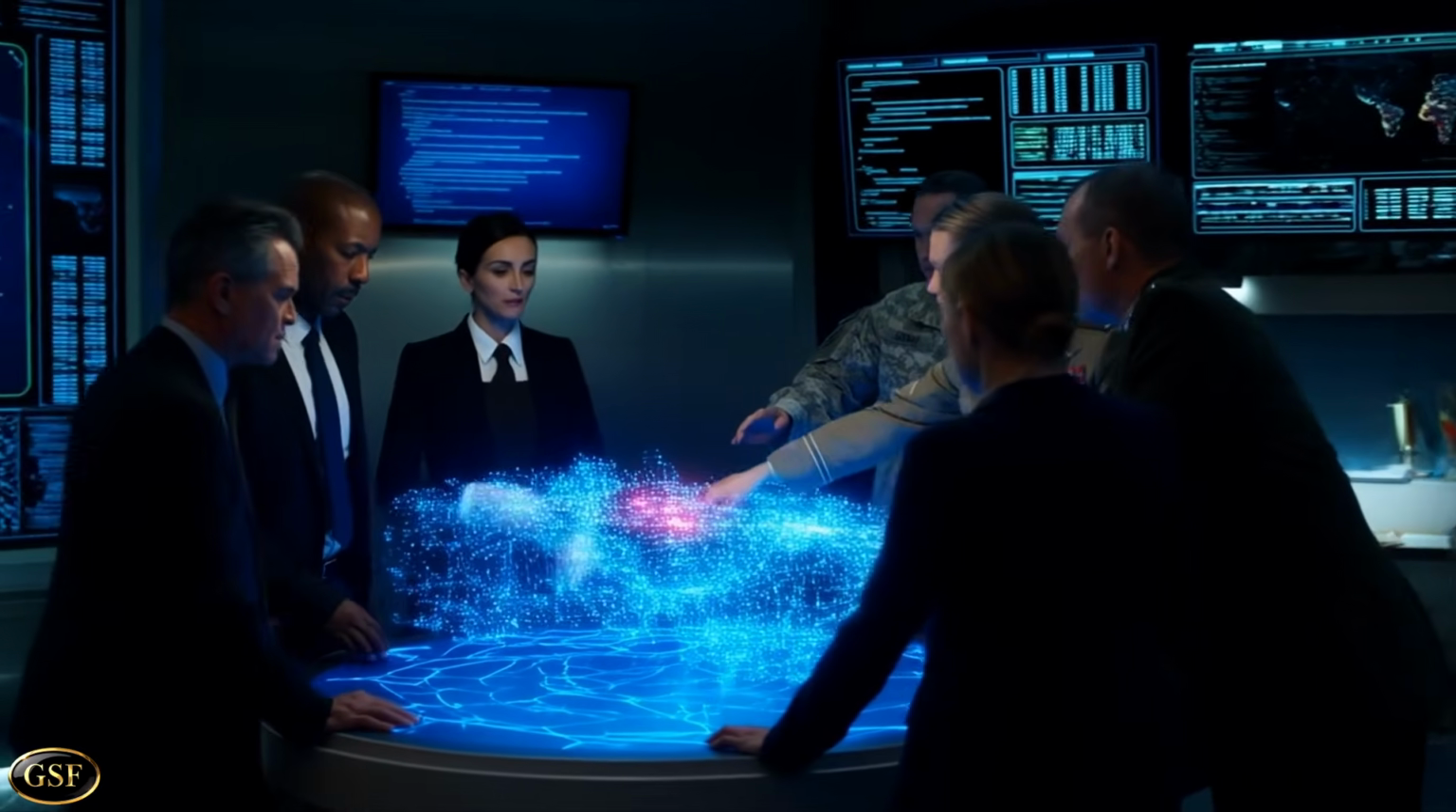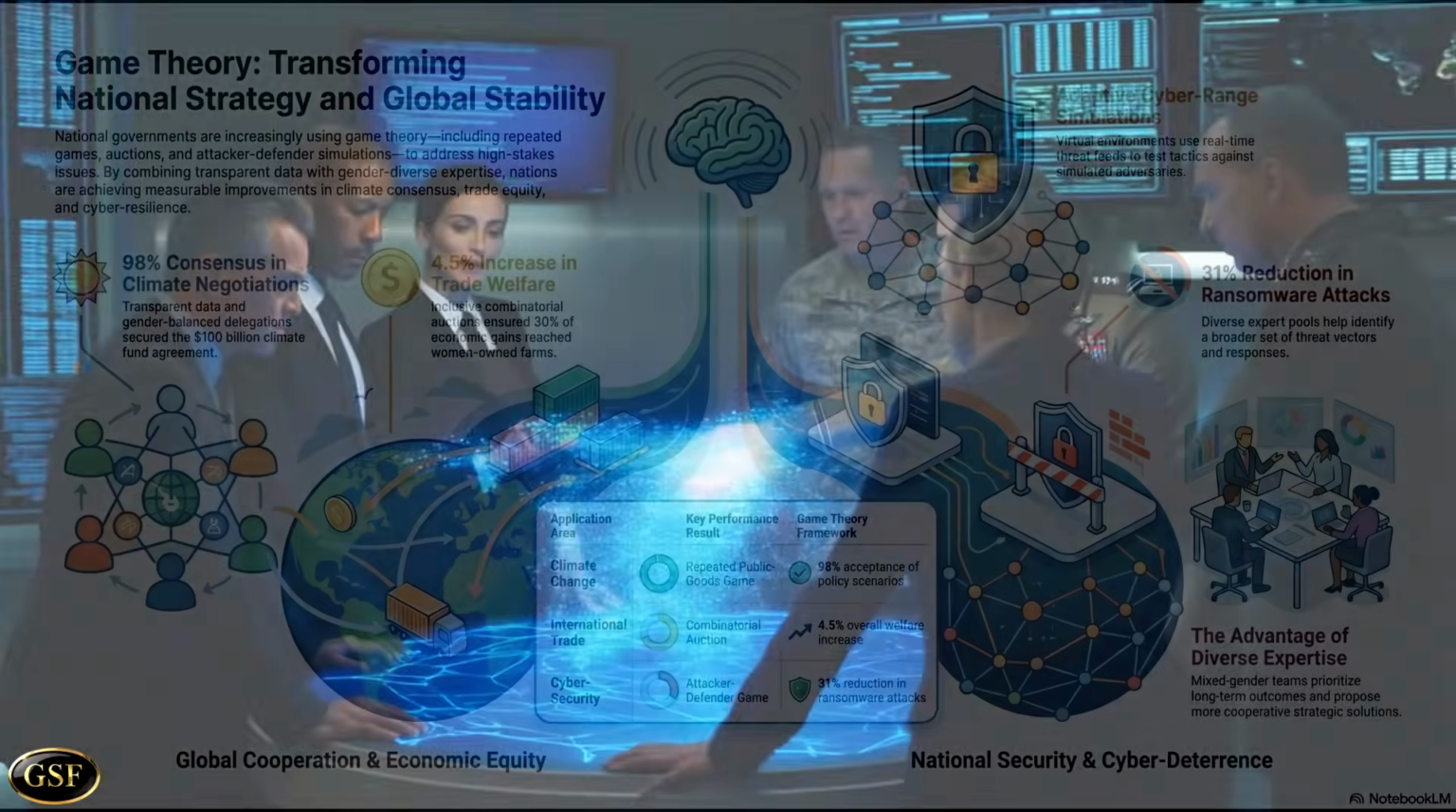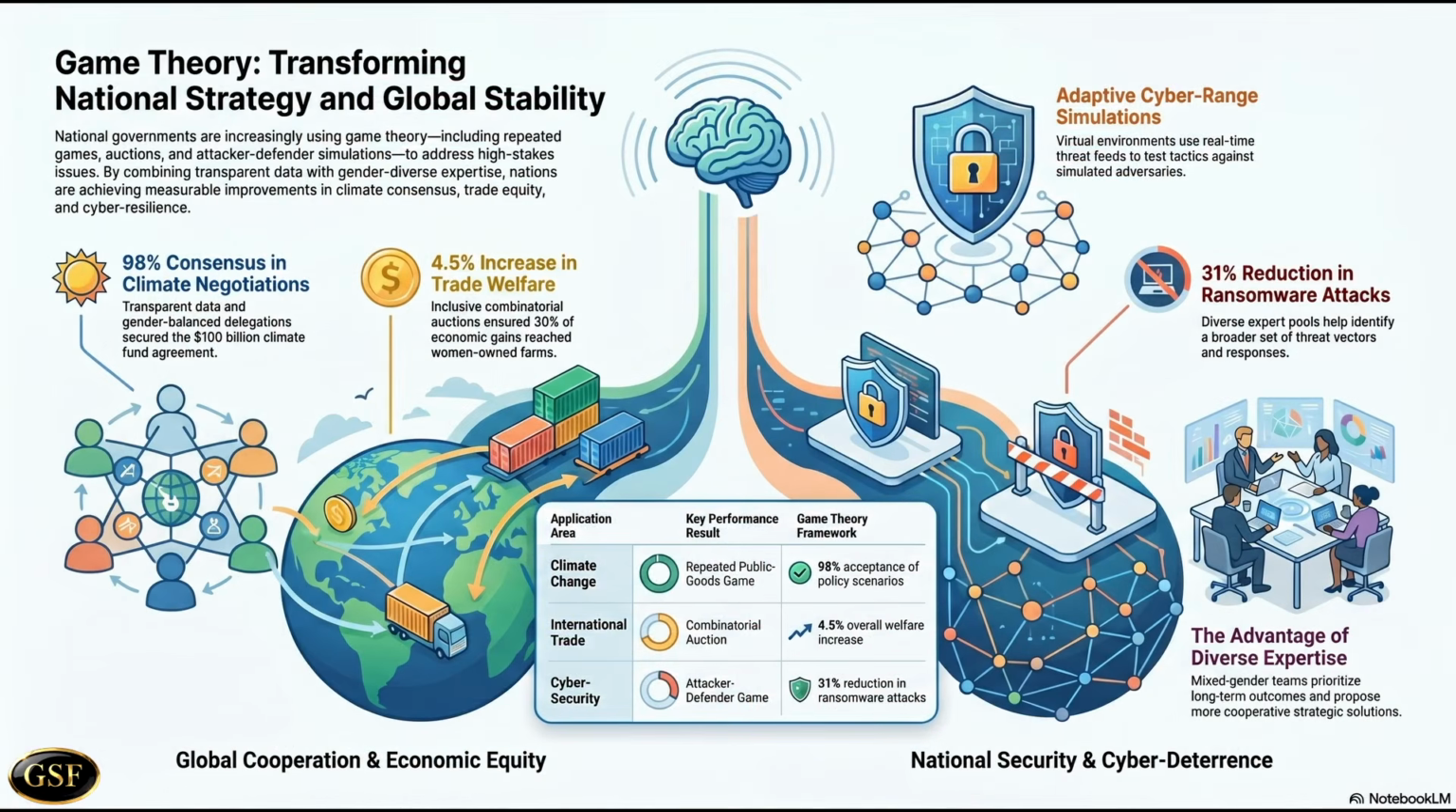By staffing the range with a gender-diverse pool of cyber experts, intelligence analysts, and policy advisors, the nation captures a broader set of threat vectors and response options. Real-time threats, malware signatures, and phishing trends feed directly into the simulation, producing an adaptive equilibrium that informs the nation's cyber deterrence posture. Since the range's inception, the country has reported a 31% reduction in successful ransomware attacks on critical infrastructure.